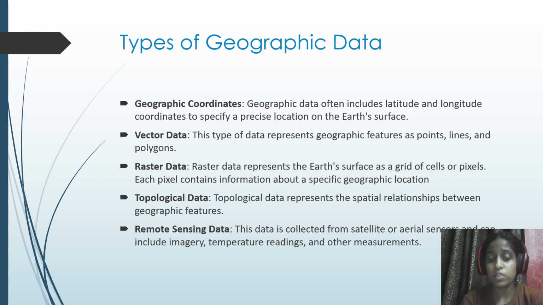Then there is remote sensing data. This data is collected from satellites or any aerial sensors or devices and can include imagery, temperature readings, and other measurements. Remote sensing is used for tasks like monitoring environmental changes, land use planning, and disaster management. These are the types of geographical data.